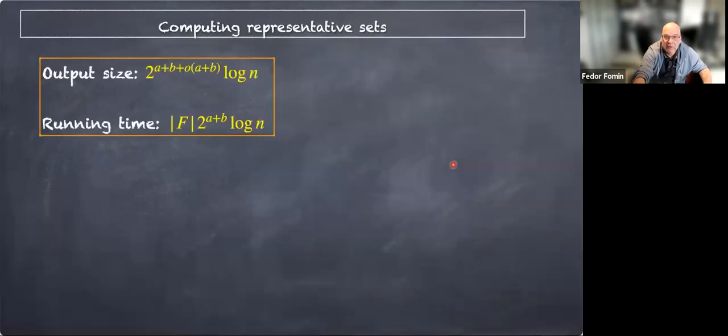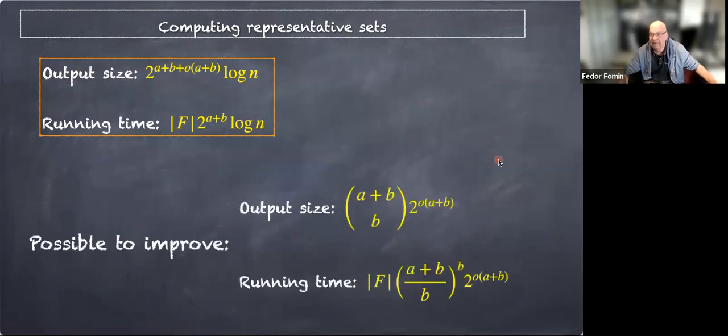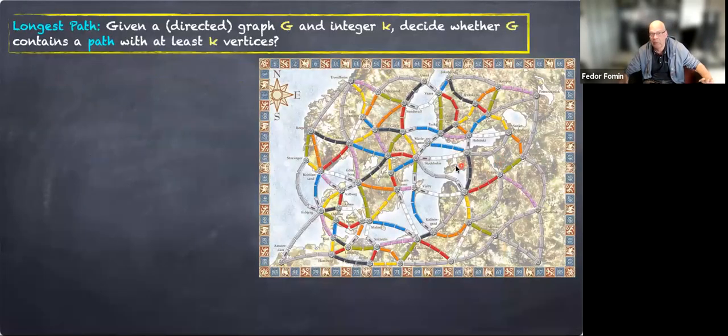So yes, this is the algorithm for computing representative sets, and it works as if you assume the construction of Naor, Schulman, and Srinivasan as a black box. Already with this, not the best algorithm for representative sets, you can still do quite amazing things. Our first example will be about the longest path problem.